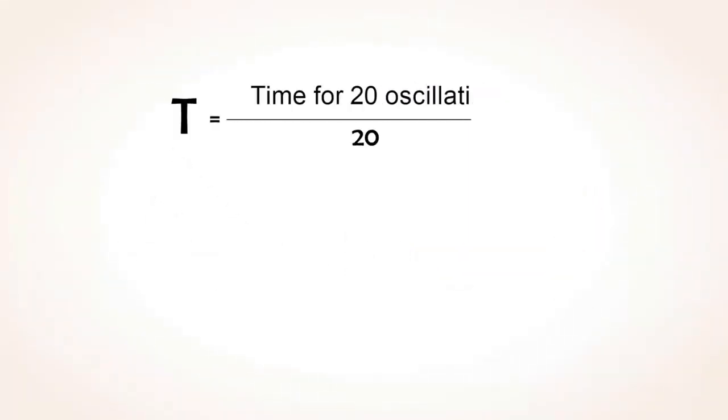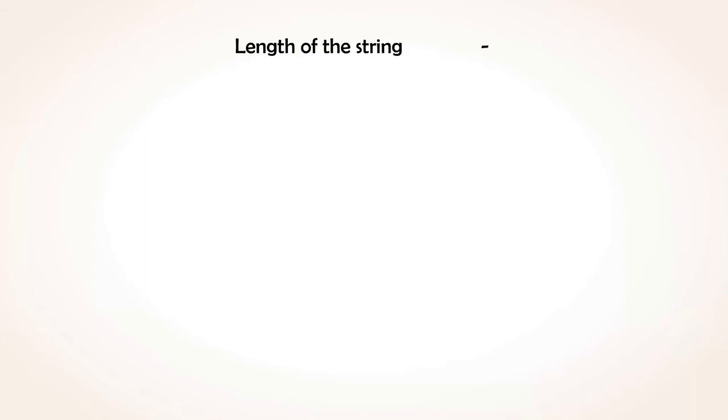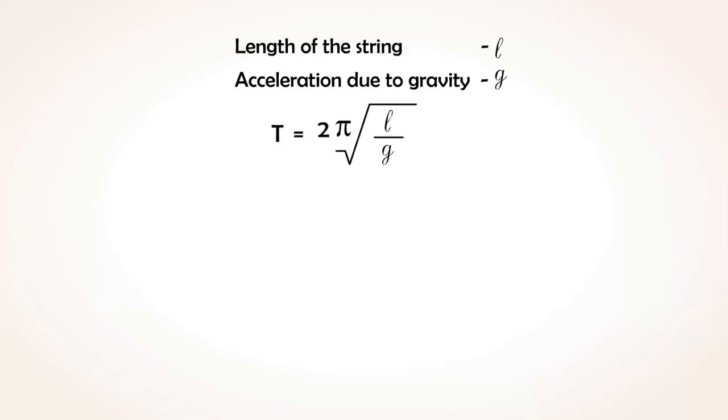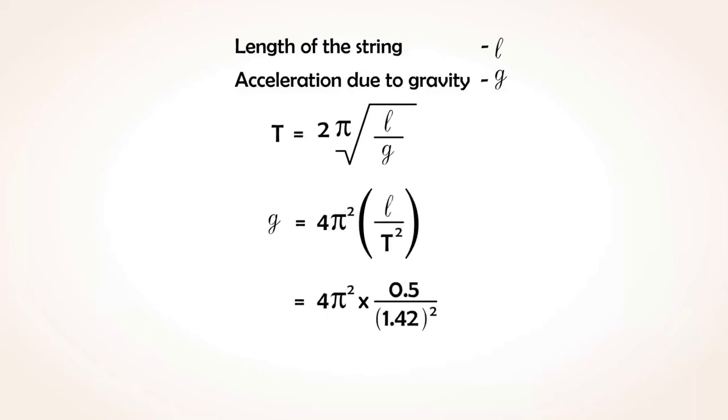T is equal to time for 20 oscillations divided by 20. Time period of oscillation depends on the length of the string L and acceleration due to gravity g. T is equal to 2 pi into square root of L by g. The acceleration due to gravity can be calculated from the equation g is equal to 4 pi square into L by T square.